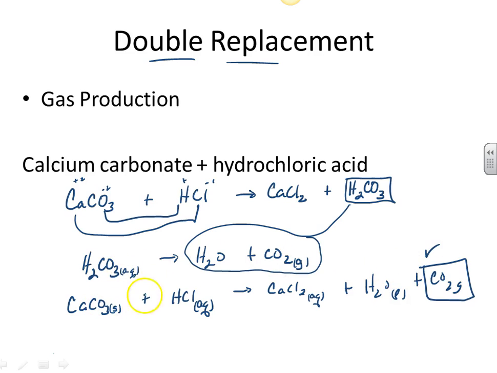Now we may need some balancing here. You can see we've got 2 chlorines and we've got 2 hydrogens there. So if we put a 2 here, we may have it. It's 1 calcium, 1 calcium, 1 carbonate. Well, actually, we're going to have to do carbon and oxygen separately. So 2 hydrogens, 2 hydrogens, 2 chlorines, 2 chlorines, and then we've got 1 carbon, 3 oxygens. We've got 1 plus 2 would be 3 oxygens. So that's a balanced equation.